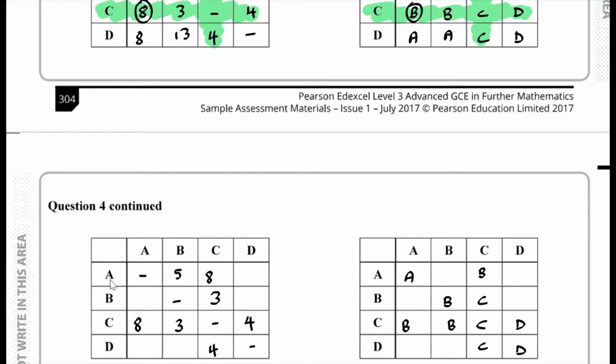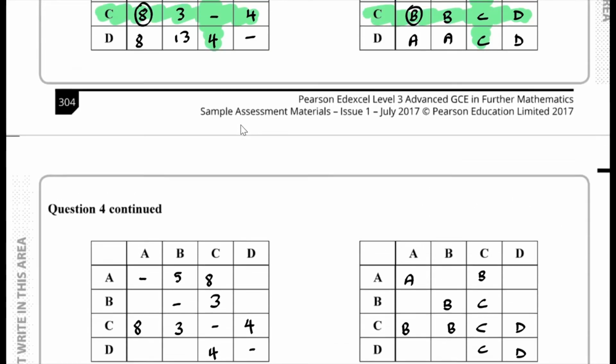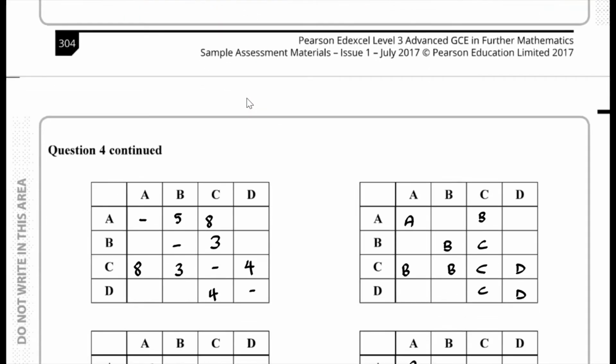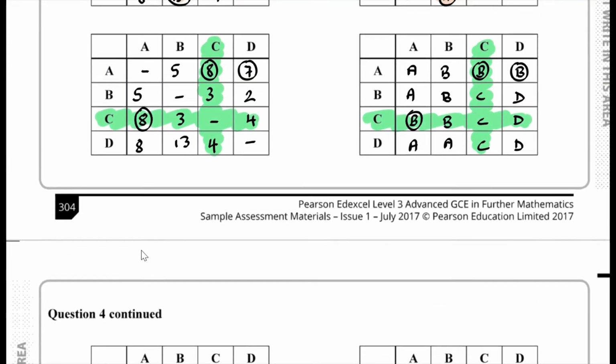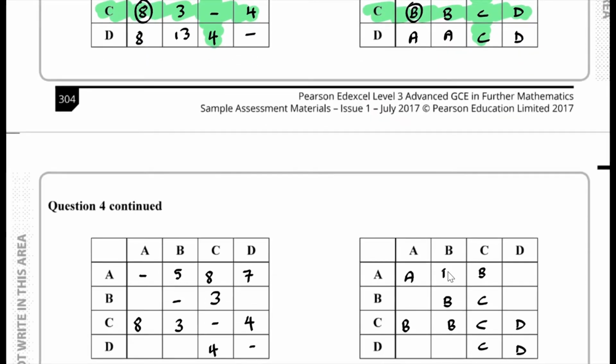And if we take a look at the element AD, we compare the 7 with 8 plus 4. Obviously 8 plus 4 is 12. 7 is smaller, so this element 7 remains unchanged. And in terms of the letters, those letters remain unchanged as well. Here we have B and B. Okay?